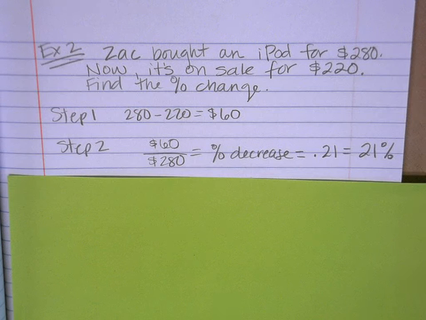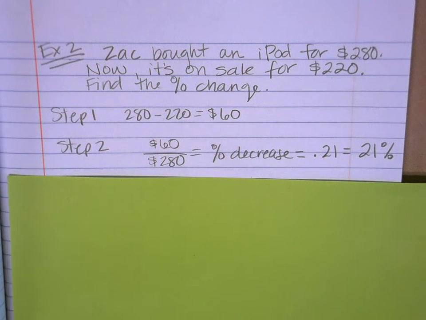Okay with that one? It's the same problem, right? It's just that one was going up and this one's going down, but you do it the same. You still subtract, and you still divide by the original amount. You just have to know what the original amount is. If you can't figure out that the original amount is 280 and you put 220, you're going to get it wrong. So you have to know the original amount is the price you paid.